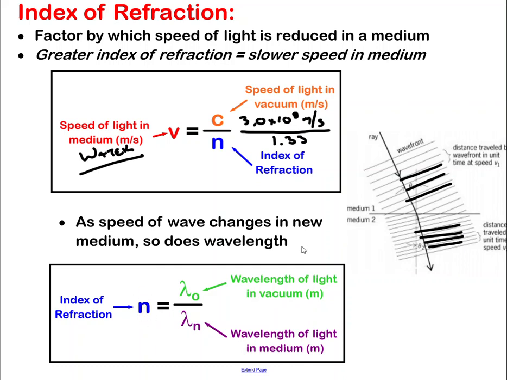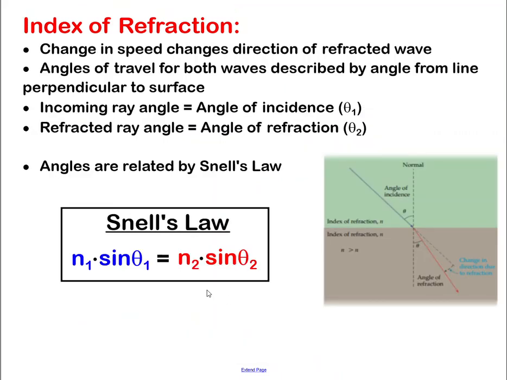So the important thing to understand here is that the index of refraction does a couple things. One, it describes the factor by which the speed of light will slow down, and we can use it to determine the new wavelength of that light or electromagnetic wave in this new medium. Okay, this is kind of all put together into what is called Snell's Law.